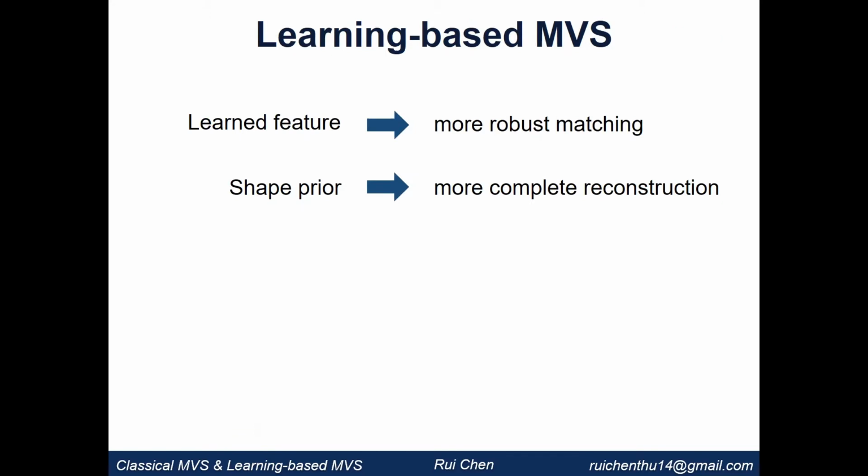The advantage of the learning-based MVS method is that, first, it uses learned features instead of handcrafted features. Therefore, they can get more robust matching. And they can incorporate shape priors in the learning process. Therefore, they can get more complete reconstruction.